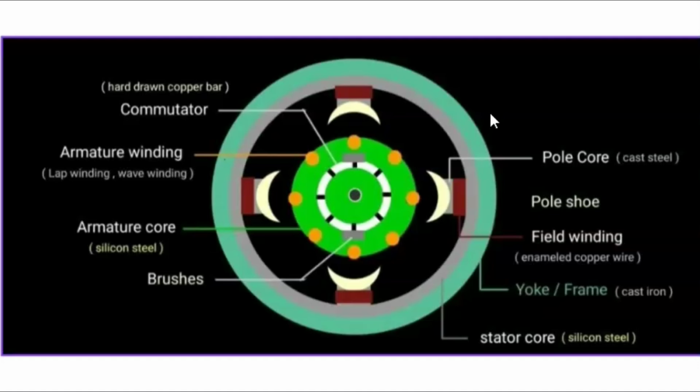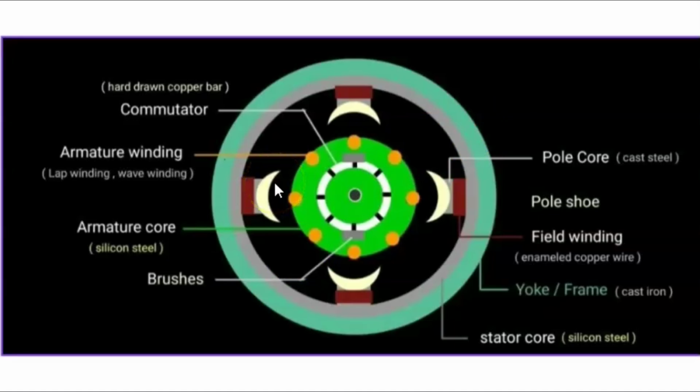Now the energy conversion takes place where armature winding is placed. In case of DC generator, mechanical power is converted into electrical power. Now there are two types of armature winding. One is lap winding and the second one is wave winding. Now in lap winding conductor, the arrangement is like the number of parallel paths is equal to the number of poles.